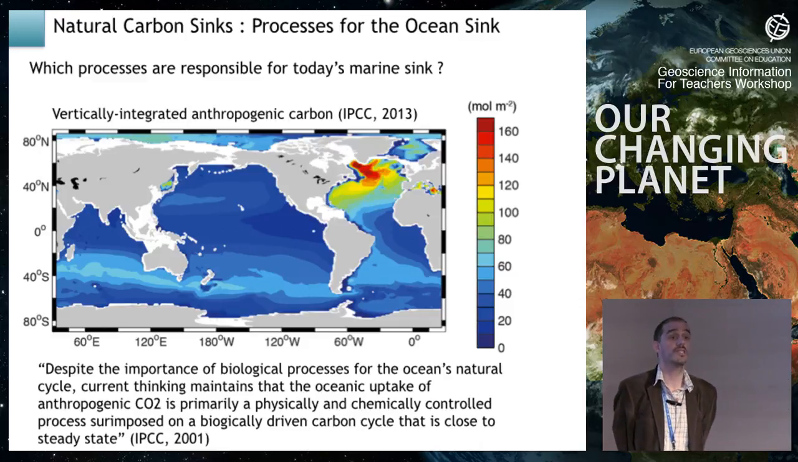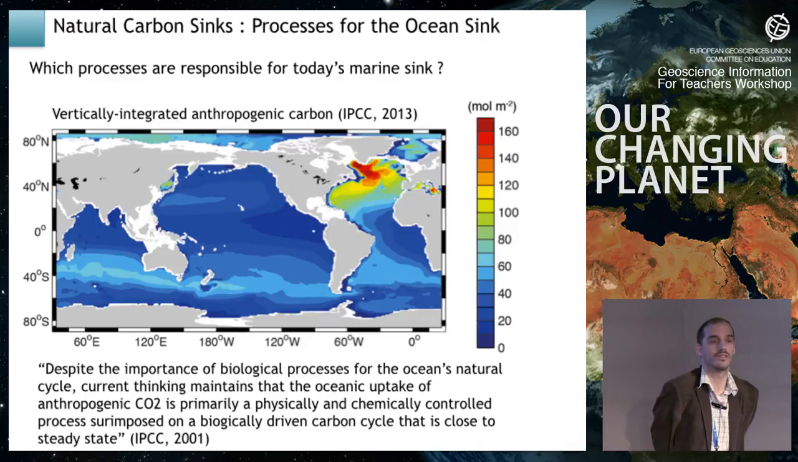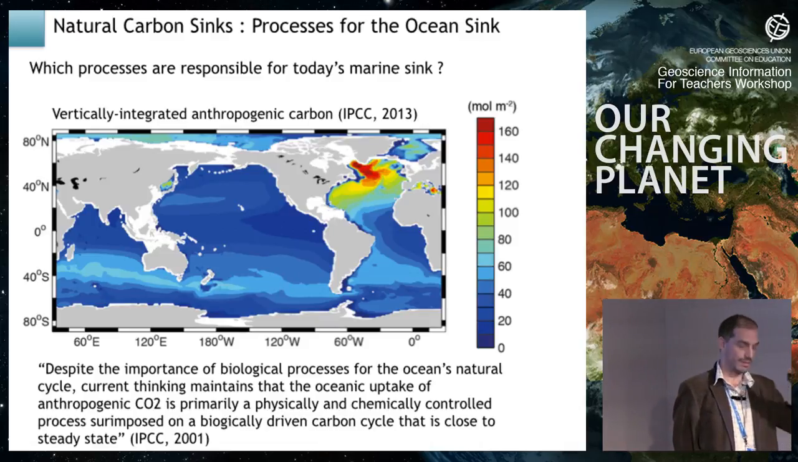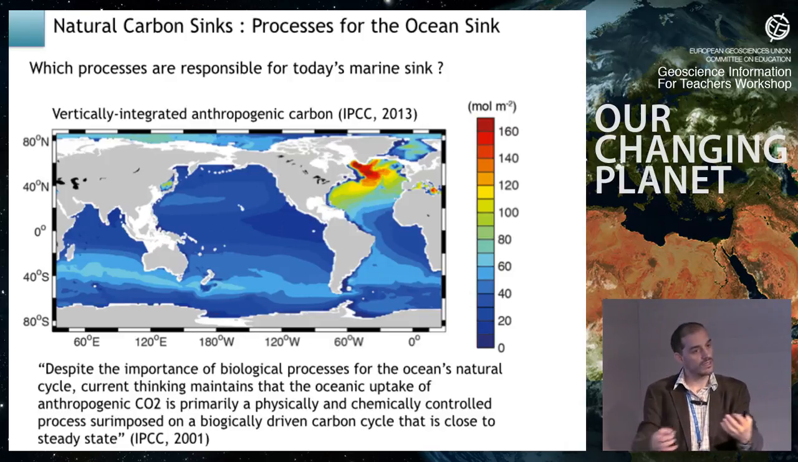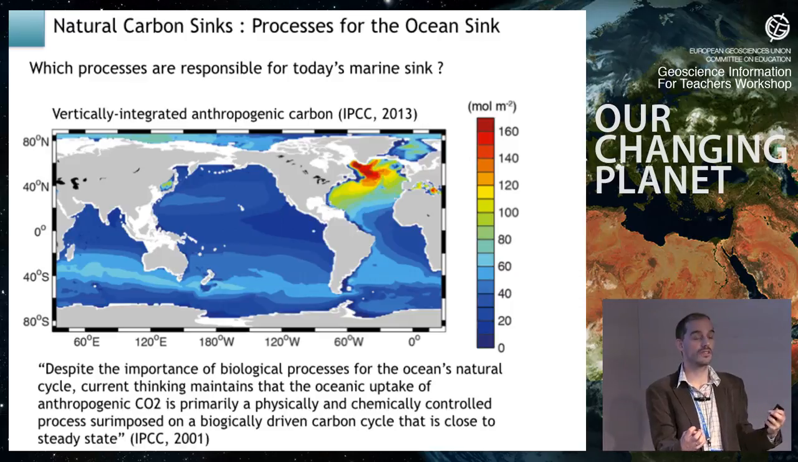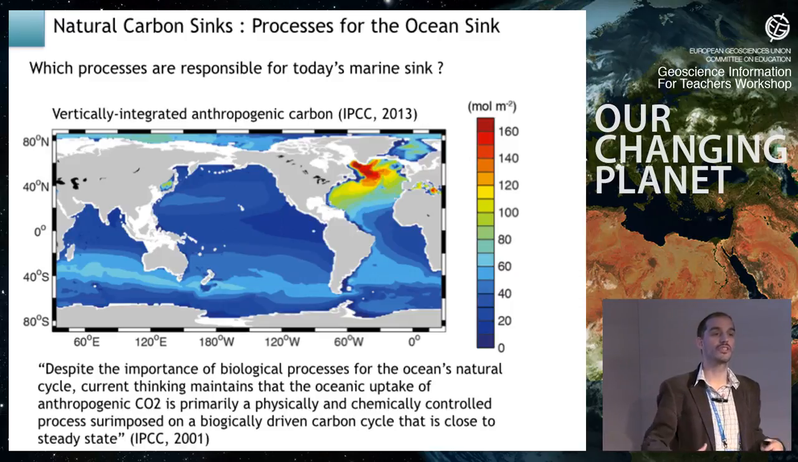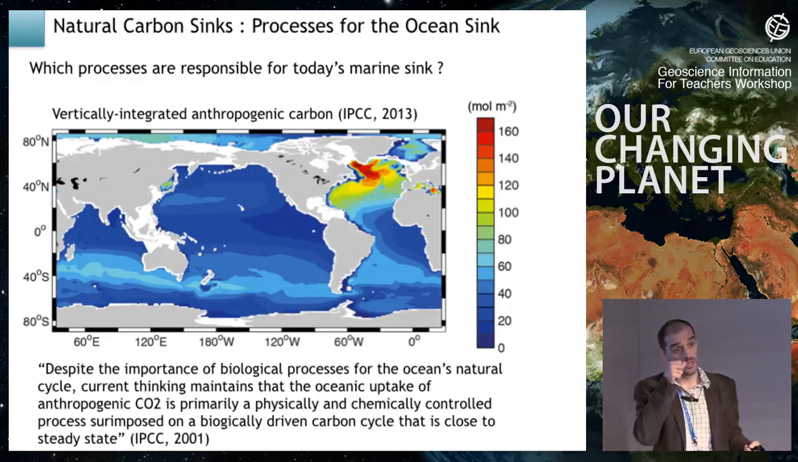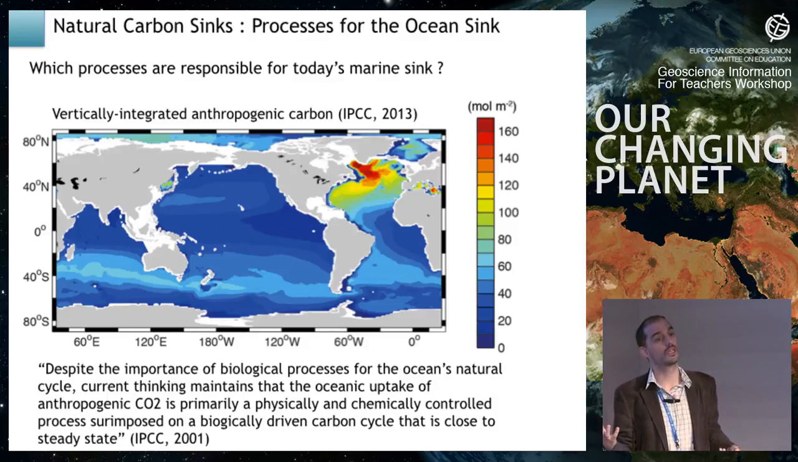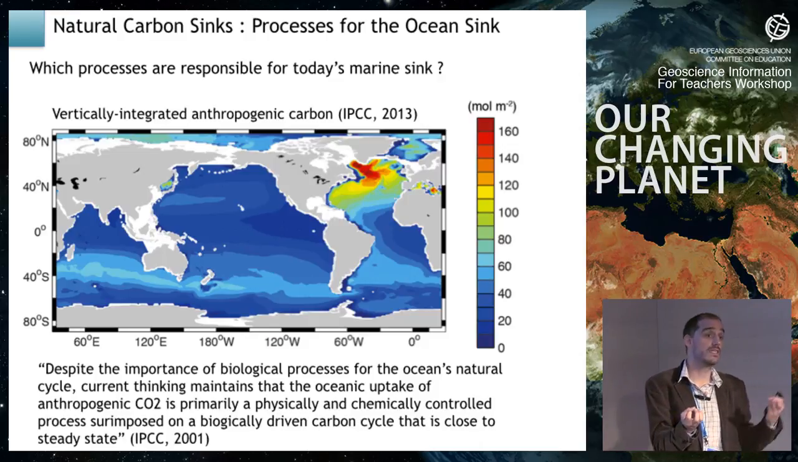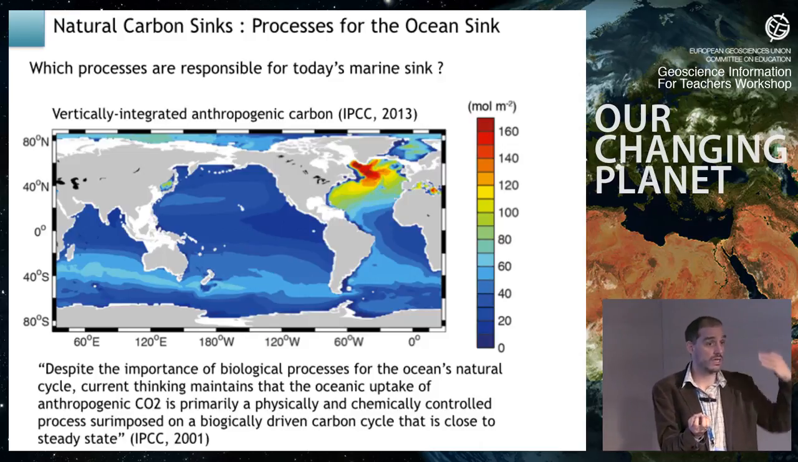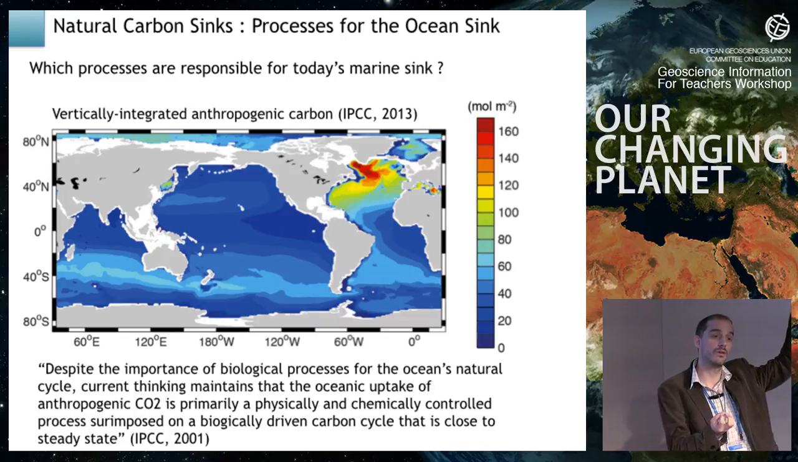Very good question. You cannot distinguish. Those are the same molecules. So you don't measure directly the anthropogenic carbon. You need some indirect methods to extract the anthropogenic component from the total carbon. What you measure is the total carbon. So what we do is we reconstruct the anthropogenic part of this total carbon using, for example, some other tracers. You can use tracers like CFCs, chlorofluorocarbons, that we know the history of in the atmosphere.